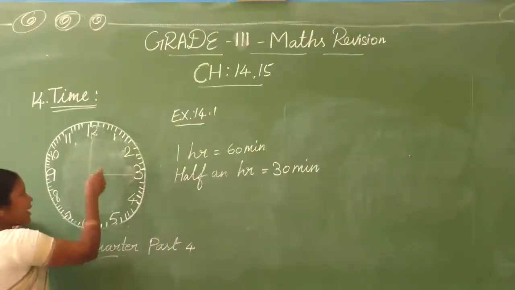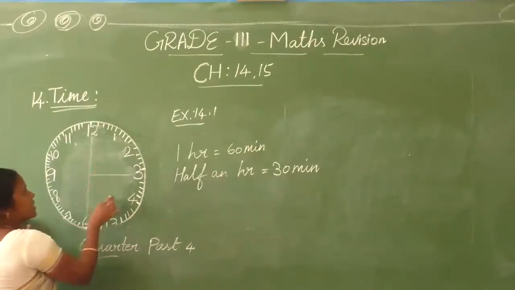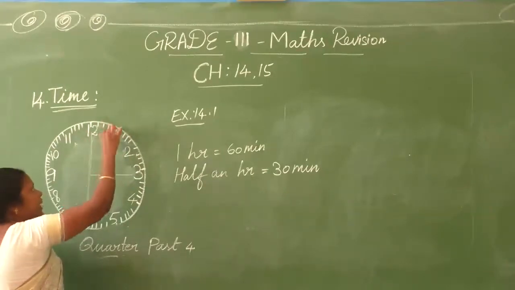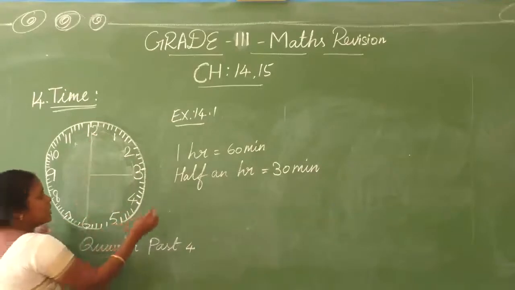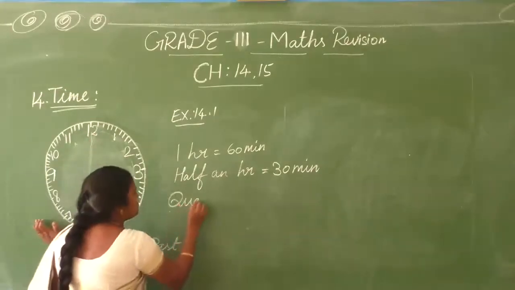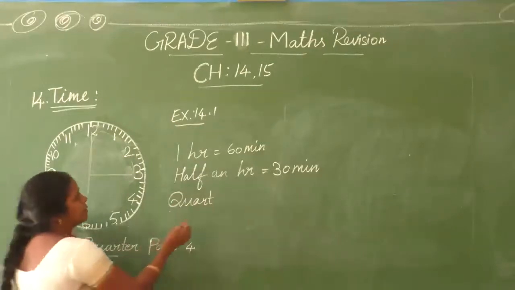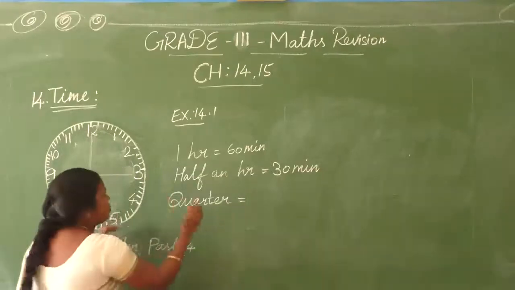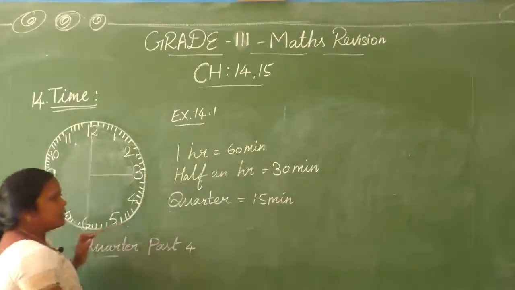That half I cut into 2 pieces. In each part, how many minutes are coming? 5, 10, 15. Each part in every half is called a quarter. Half of a half is called a quarter. Q-U-A-R-T-E-R. A quarter of an hour is equal to 15 minutes.